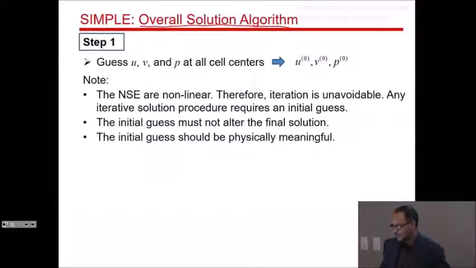Now, I'm also saying the initial guess should be physically meaningful. Why? Because you're solving conservation equations of mass and momentum. If you start with a wild initial guess that violates all conservation laws, you're not helping the process. You're just trying to bully the process. So give it an initial guess that helps. The most common initial guess that I and everybody else in the world uses most of the time is zero velocity, zero pressure.